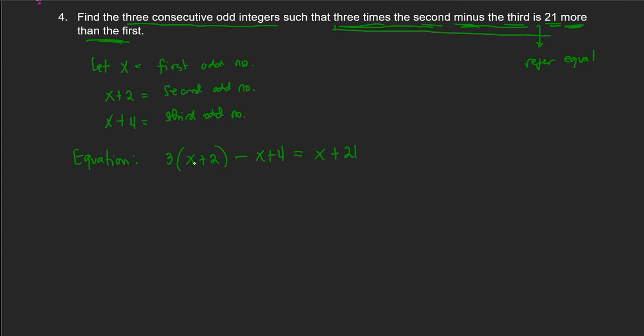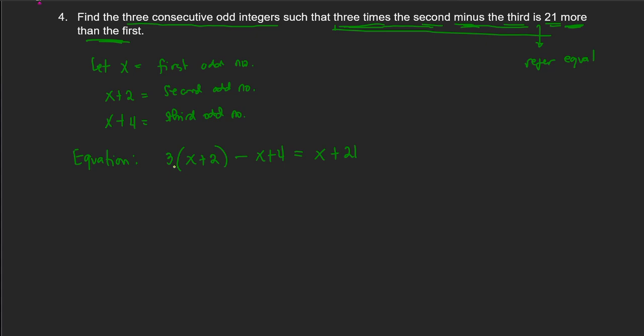3 times the second odd number, which is x plus 2, minus the third, which is x plus 4, is 21 more than x. Yun yung ibig sabihin ng ikalawang statement. Now let's try to solve the problem. Now, same thing, you have to combine like terms. Ano yung mga common term natin?